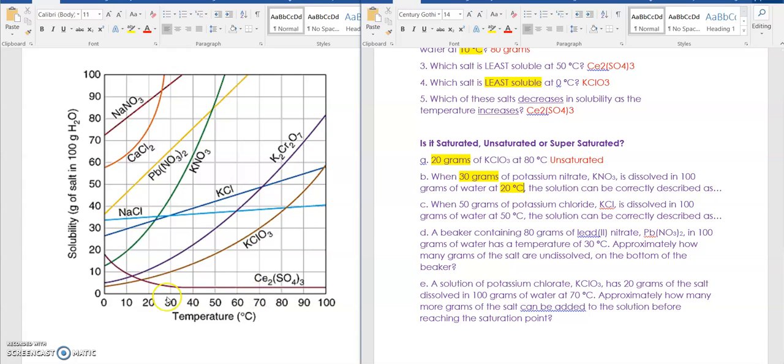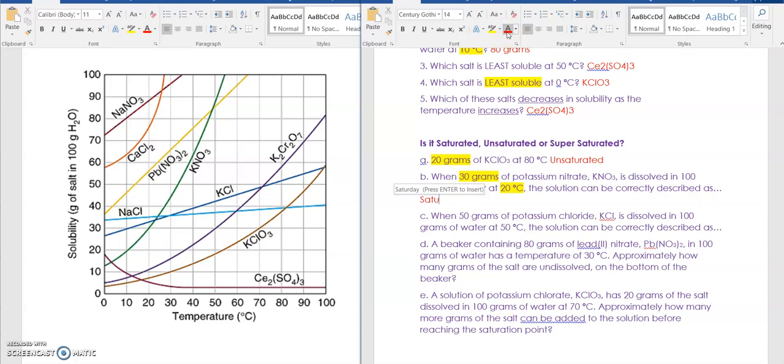So for this one, I want to go to 20 degrees. I'm looking for potassium nitrate to see how much could be dissolved at that temperature before I even decide if it's saturated, unsaturated, or super. So trace up until you find potassium nitrate, KNO3. So I'm going to trace up, it's this green line here. So it's right at the 30 gram mark at 20 degrees. And this says when 30 grams are being put in at 20 degrees. So I know that if it's right on the line, that it's going to be considered saturated. So that's what I'm going to put in. This is a saturated solution.